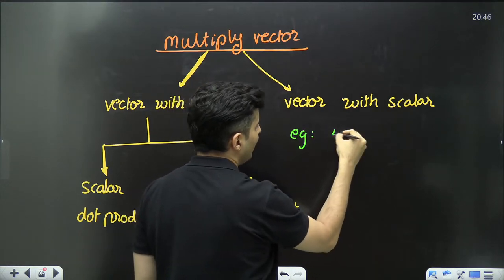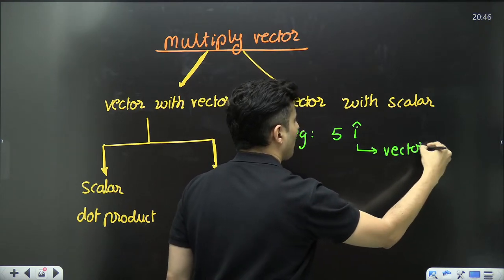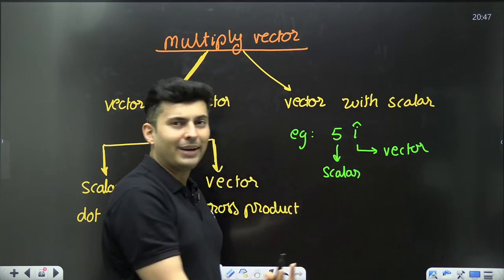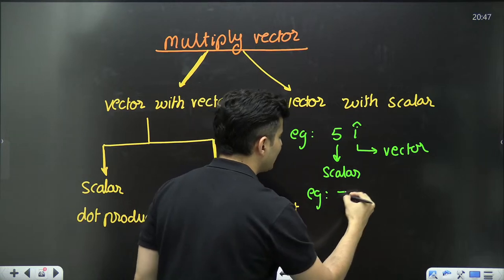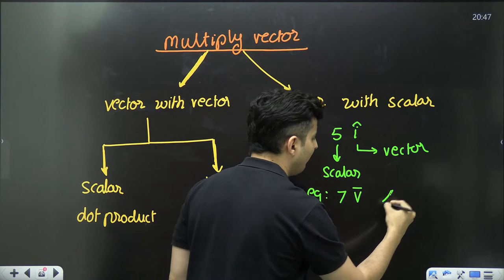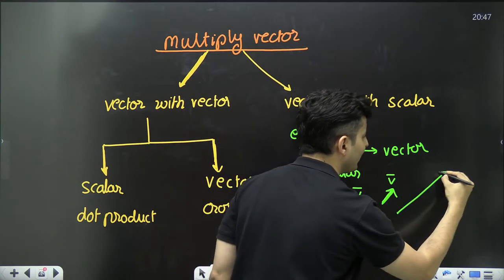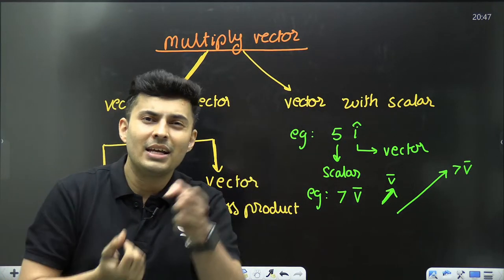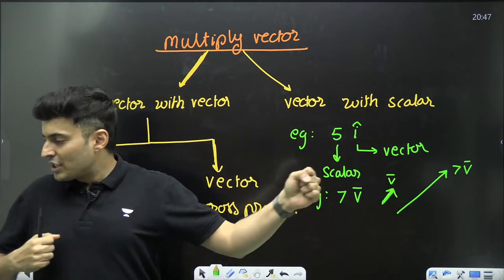Imagine I say 5 I cap. What is this? This is a vector. What is this? This is a scalar. So definitely you can multiply a scalar with a vector. Definitely. Another example. If I tell you 7 times V bar, meaning you have a vector called V bar. 7 V bar is 7 times of it. So you can multiply a vector with a scalar. It will just elongate, stretch it. That's all. Is that clear? It's just going to stretch it.